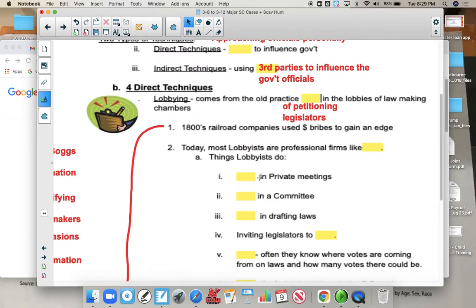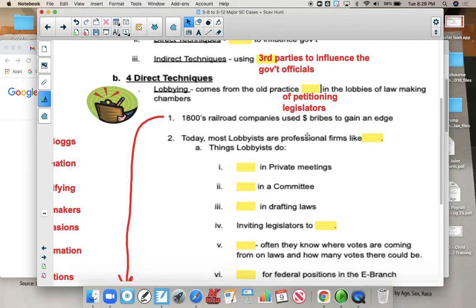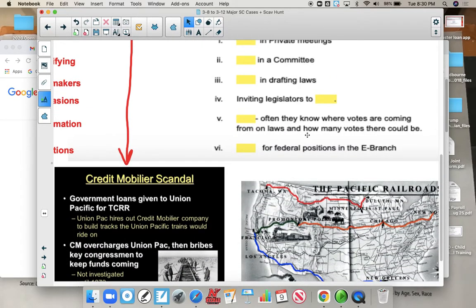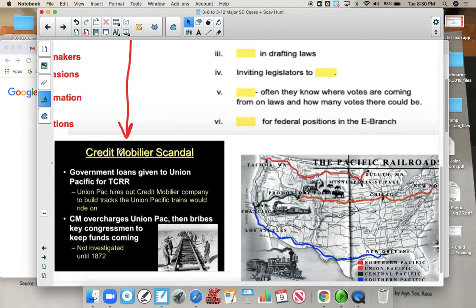But in 1800, there were a series of railroad companies that used money as bribes to gain an edge, and this would be a form of lobbying. And I just want to illustrate it to show you the significant power of an interest group. So here's the story of the Credit Mobilier scandal.